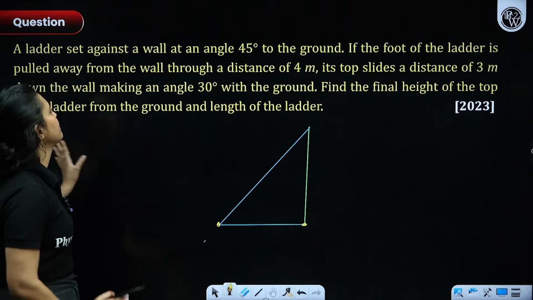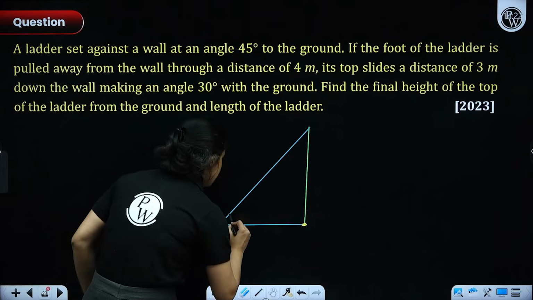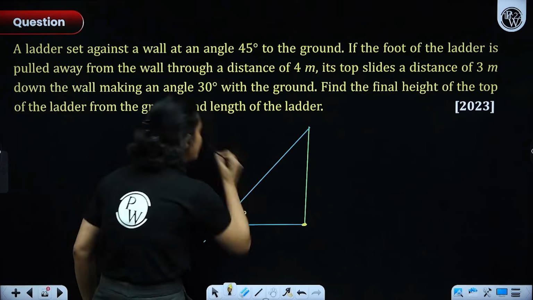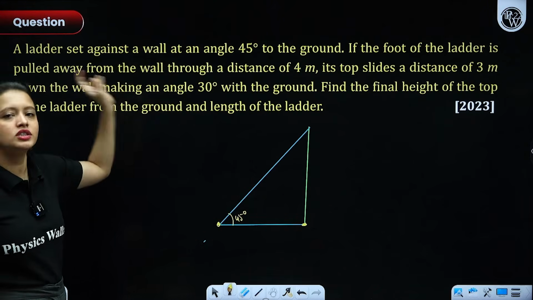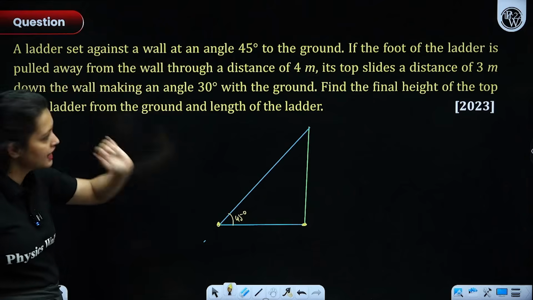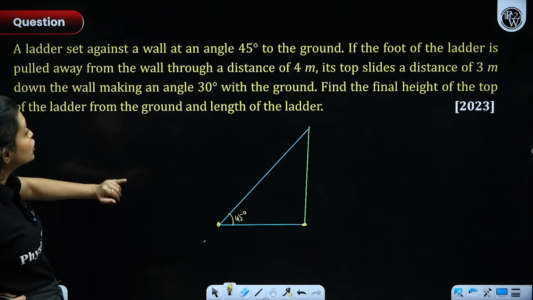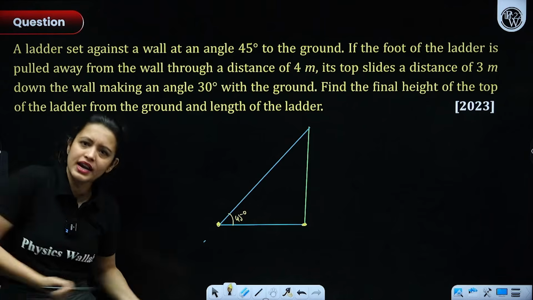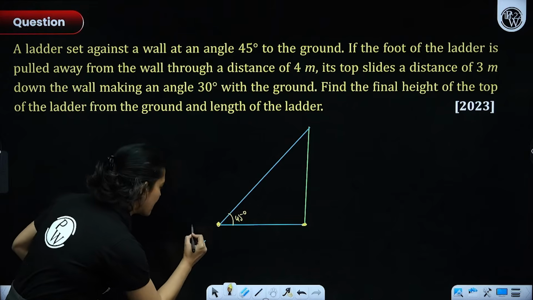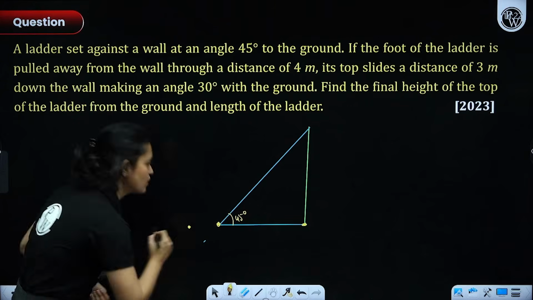Okay? Now, what is the angle? Let's suppose the angle is 45 degrees. They have given a 45 degrees angle, so I have taken a 45 degrees angle. Okay? So this is what I have drawn just using the first line. That's it. Okay? Now let's move on. If the foot of the ladder is pulled away from the wall, so this foot of the ladder is pulled away. Okay? So it goes back. Pulled away matlab it will go back. Let's suppose it goes back here.